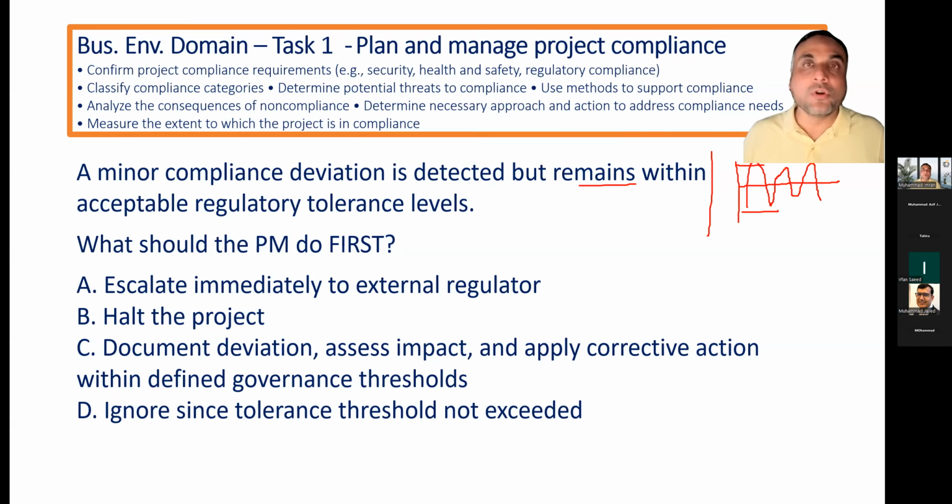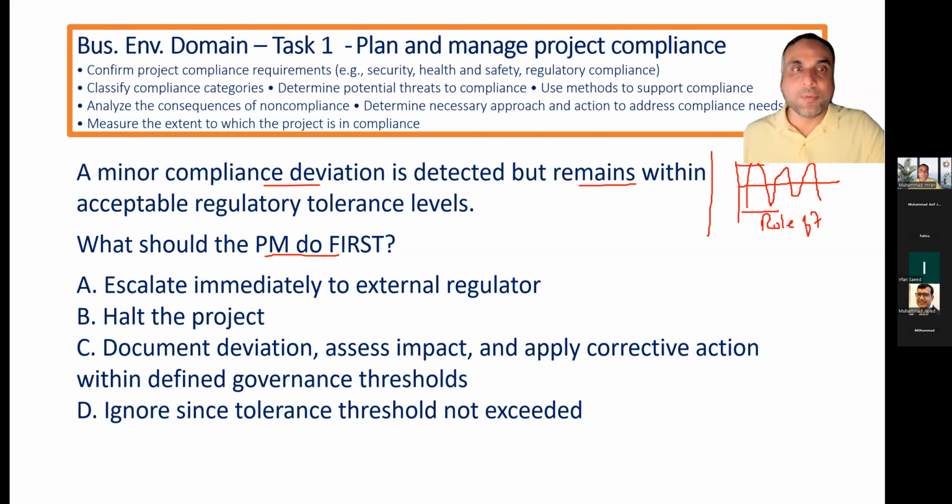And what rule do we check here to find the non-compliance? If we find seven consecutive points on one side of the mean, yes, we call it the rule of 7. So a deviation is detected. What should you do as a PM? Escalate immediately to external, halt the project, document deviations, ignore. Exactly.